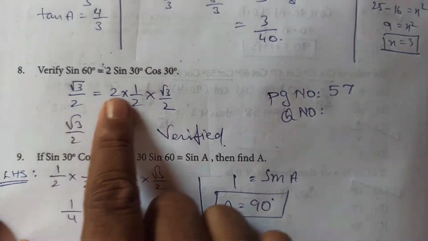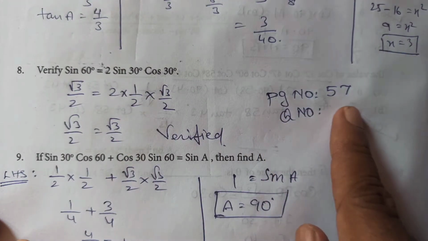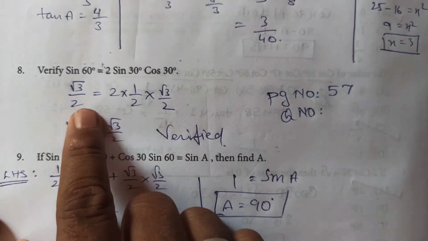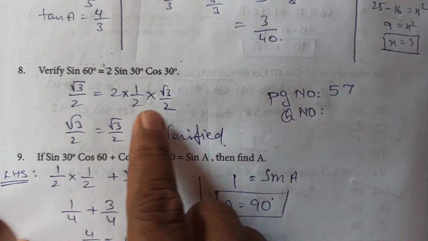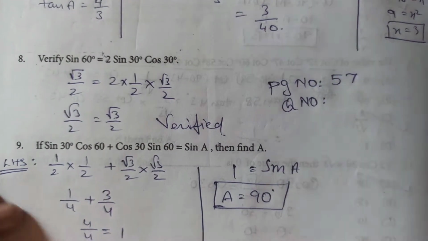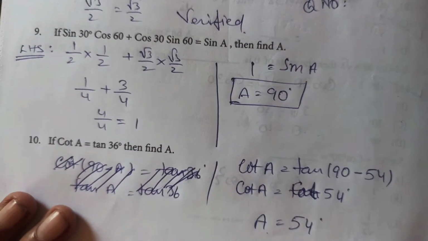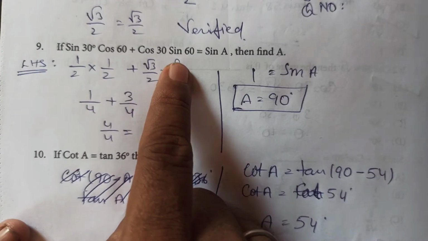Verify sin 60 is equal to 2 sin 30 cos 30. So we did this question already on page number 57. So sin 60 is root 3 by 2, 2 into 1 by 2 into root 3 by 2, both are equal, hence verified.